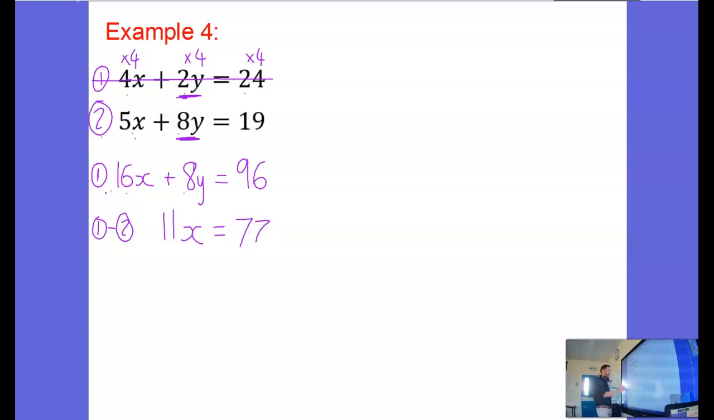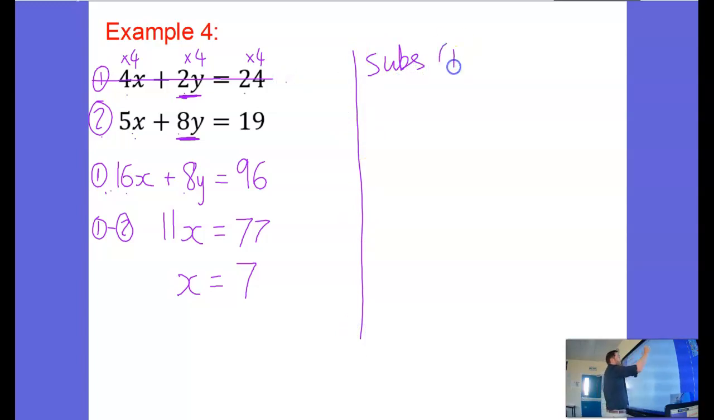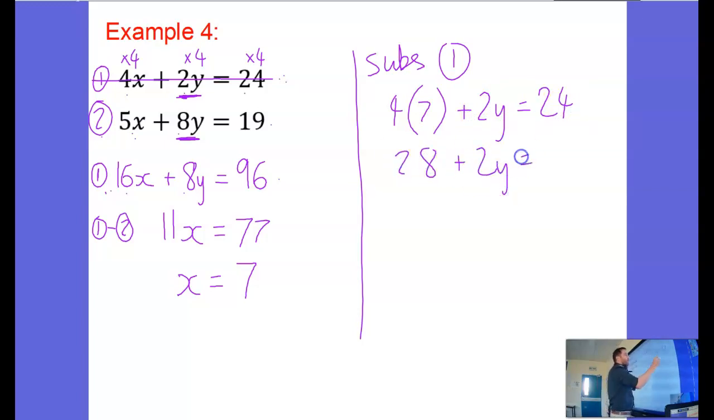And so now I'm going to divide by 11. And I get x equals 7. Second thing, substitute into an equation. Let's substitute into, I can do the one I've crossed out, I could do the second one, I could do the third one, it doesn't really matter. I'll do the one I've crossed out. So 4 lots of x is 7, plus 2 lots of y equals 24. 4 sevens, 28, plus 2y is 24. Now we're going to take 28 from both sides. 24 minus 28 is negative 4, divide by 2, and y equals negative 2.